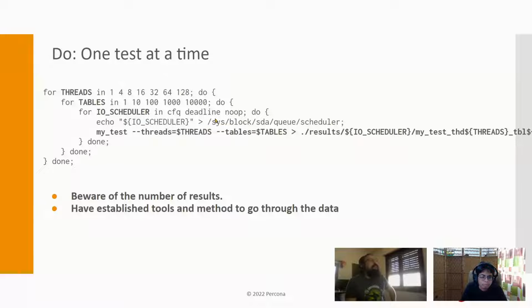And again, I will just set those variables in these loops, and then I will use them in the body of my test. I use scheduler, I will set the queue scheduler. Then I will take tables and set, for example, for sysbench, if instead of my test I use sysbench, I will use threads and tables. And I will also have a neatly organized results folder.